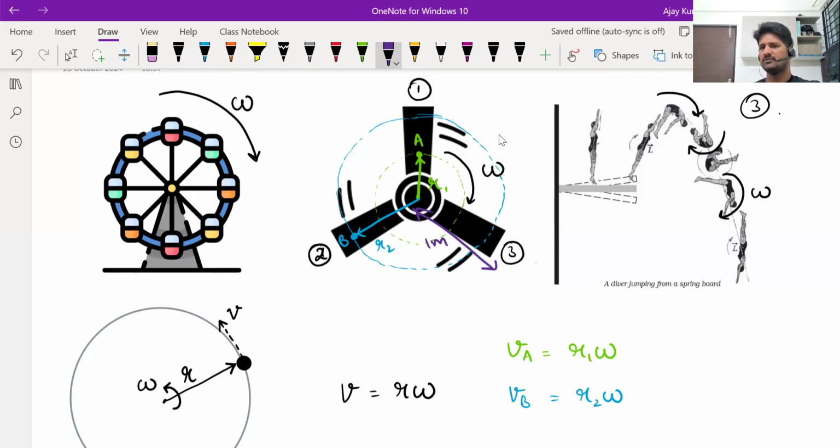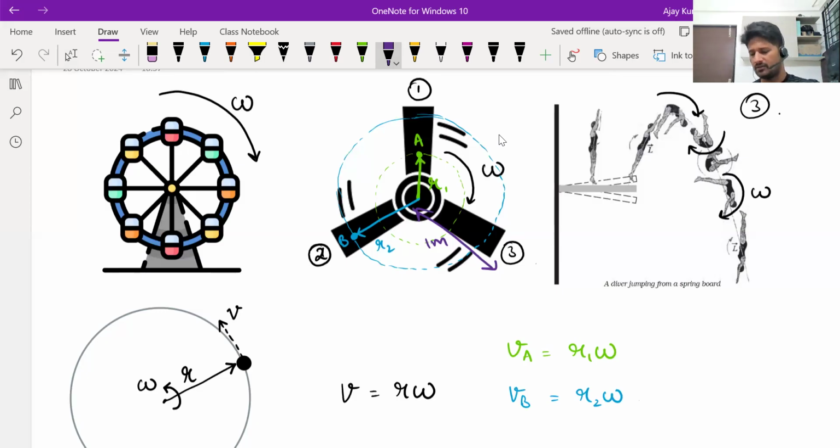Same with the Ferris wheel, same with the diver also. So if there is rotation happening in an object or a system, there will be infinite different velocities of particles in that system.